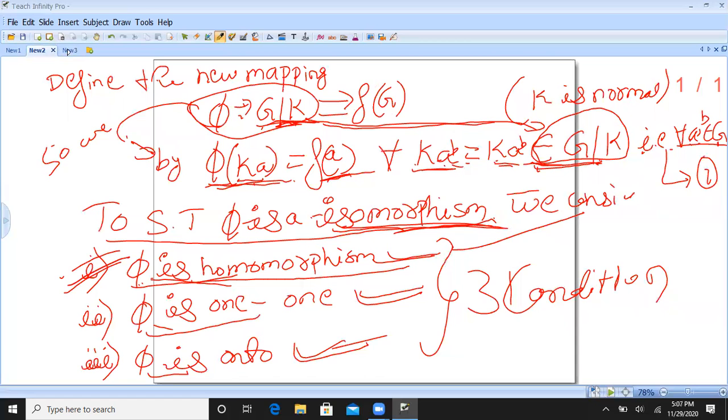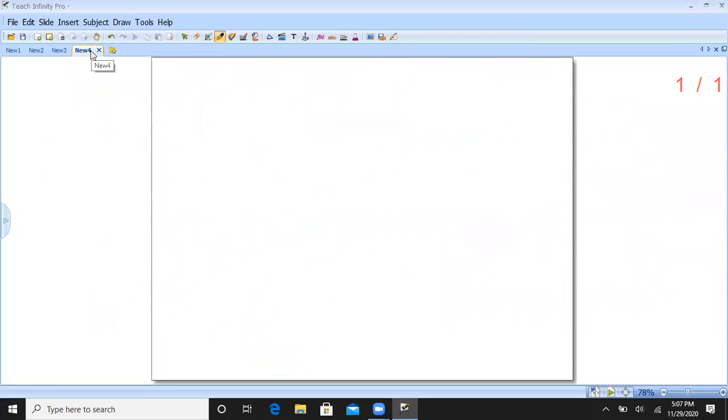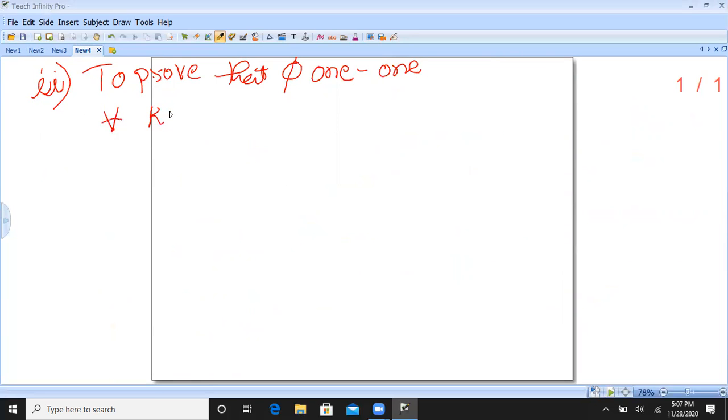As usual we go to the next step. The first step is proved, so now the second step: to prove that phi is 1 to 1, for all ka, kb belonging to G by K.